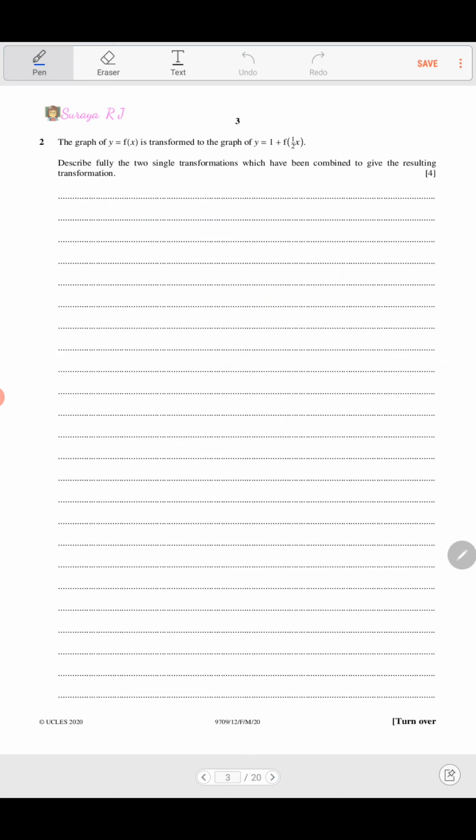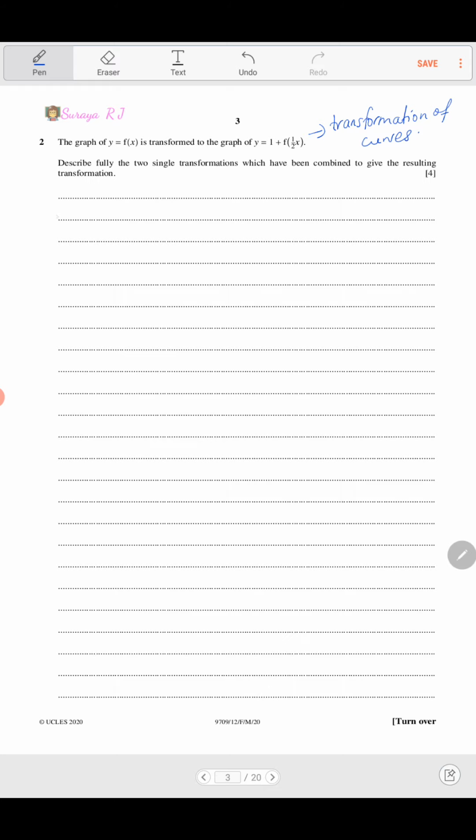Question number 2 now. The graph of y is equal to f(x) is transformed to the graph of y is equal to 1 plus f of half x. Describe fully the two single transformations which have been combined to give the resulting transformation. So this is a newly added chapter, which is transformation of curves. So there are two single transformations here.